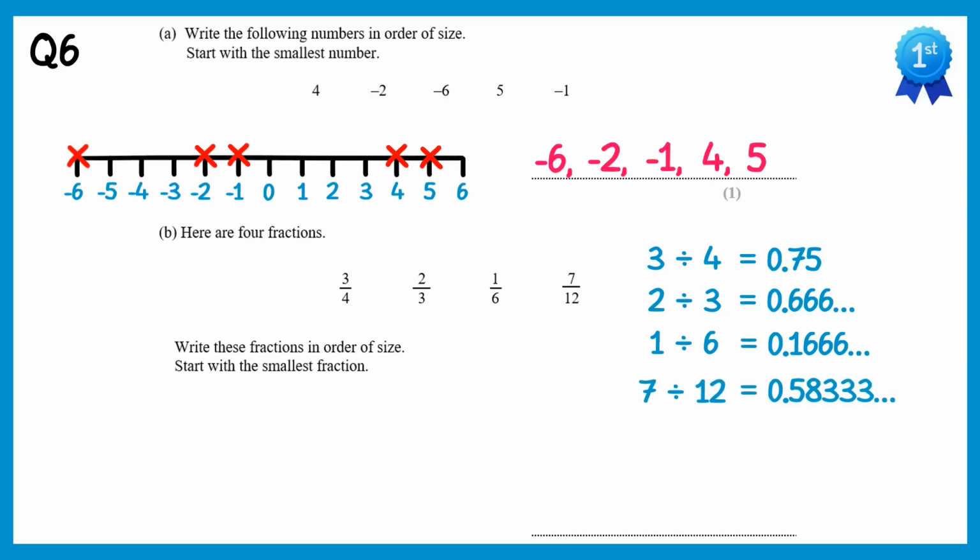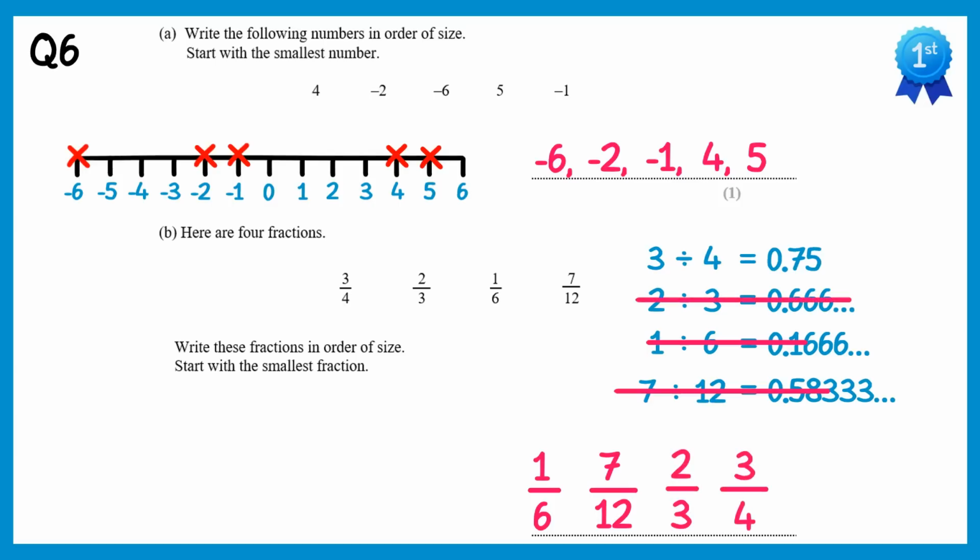Now we can look at the decimal places to see which one's the smallest. So the smallest is 1/6, we'll cross that off. Then 7/12, then 2/3, and finally the largest is 3/4.